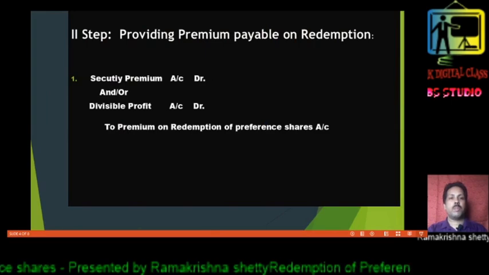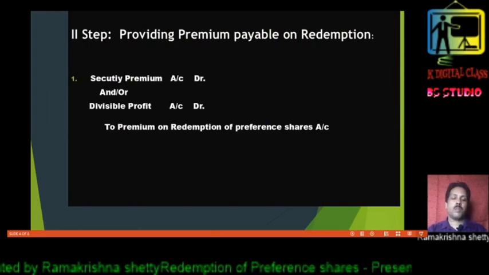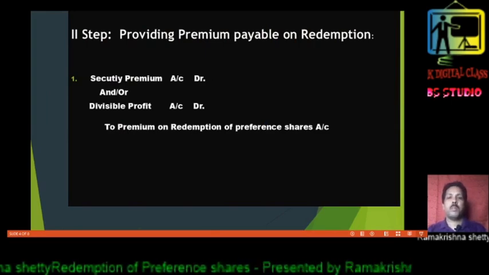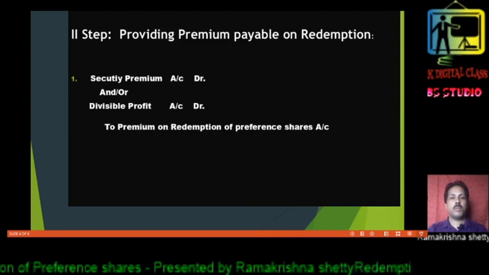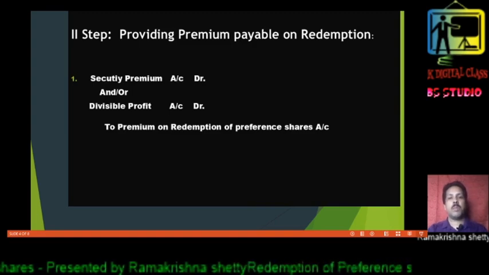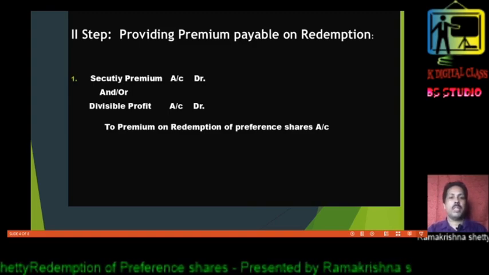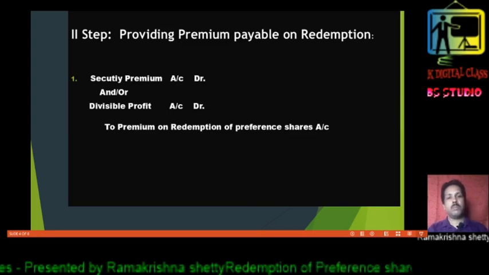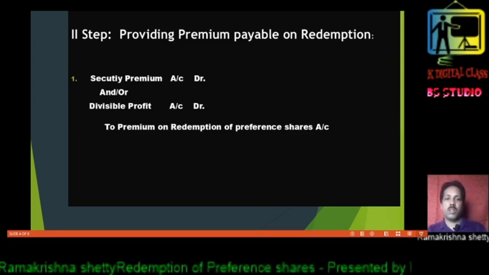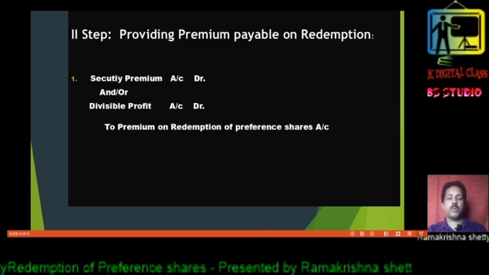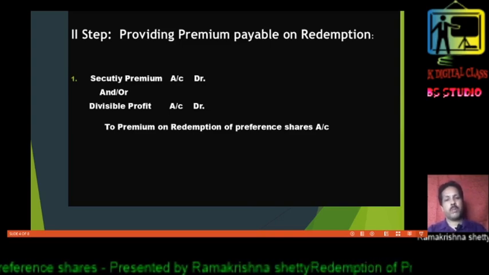Another step, second step in case of redemption: providing premium payable on redemption. The premium on redemption can be provided out of securities premium or any divisible profit. The entry: securities premium account debit and/or divisible profit account debit, to premium on redemption of preference shares.